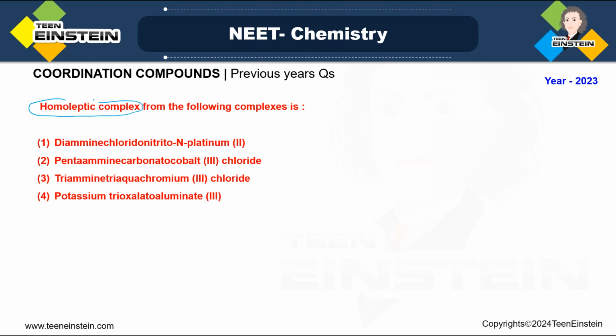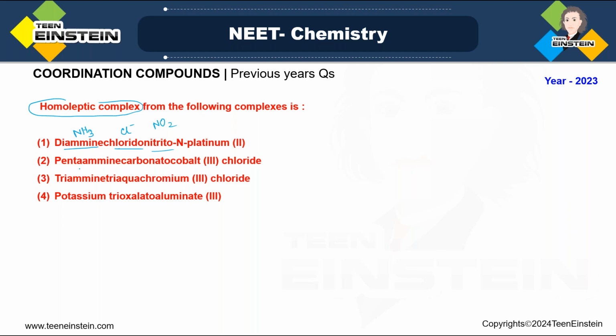But I will try to make you understand how, without doing that also, you can answer the question whether it is homoleptic or not. Look at the first one. Option 1, it is mentioned diamine. That means here we have NH3, ammonia ligand. Chlorido, that means we have Cl minus. Then nitrito, we have NO2. So three different ligands. How will it be homoleptic?